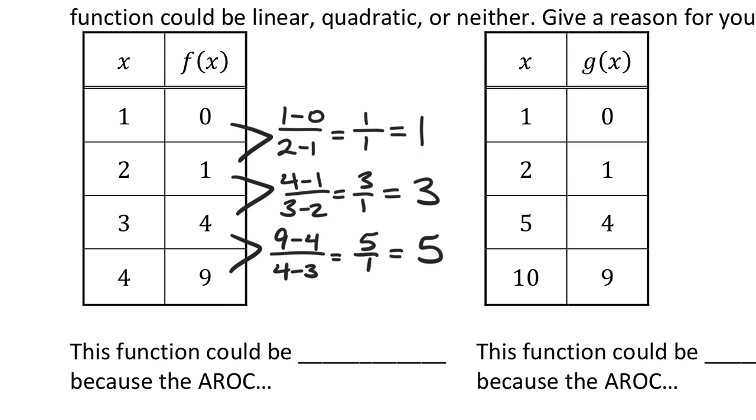We have calculated the average rates of change over these intervals. My question for you is, are those numbers the same? No. So can it be linear? No. Are those numbers changing at a constant rate? No. Ooh, I heard both. How do you go from 1 to 3? How do you go from 3 to 5? That's the same number, yeah? They are changing at a constant rate.